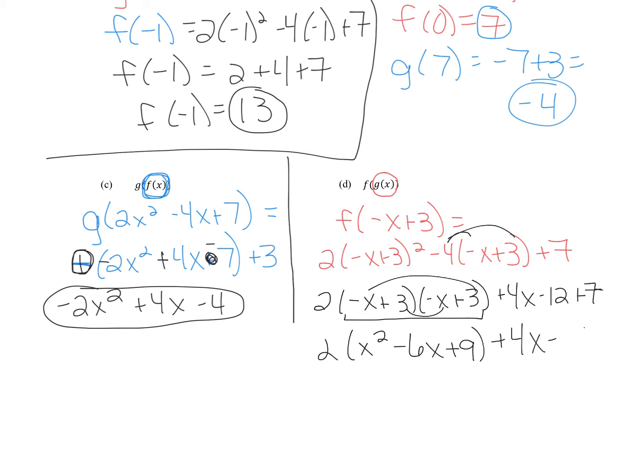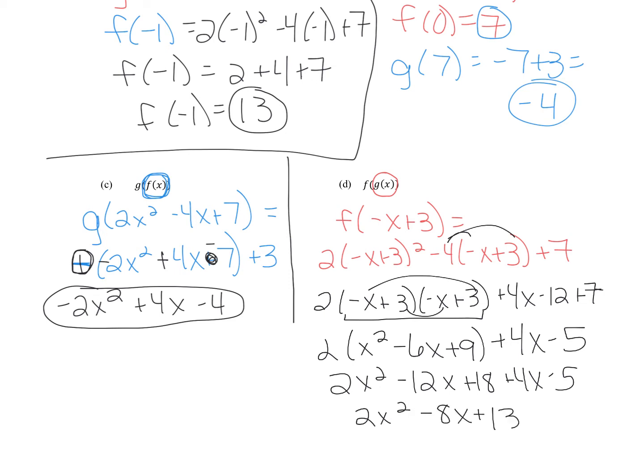I'm going to combine like terms and get negative 5. So this is 2x squared minus 12x plus 18 plus 4x minus 5. So 2x squared minus 8x plus 13 for my final answer.